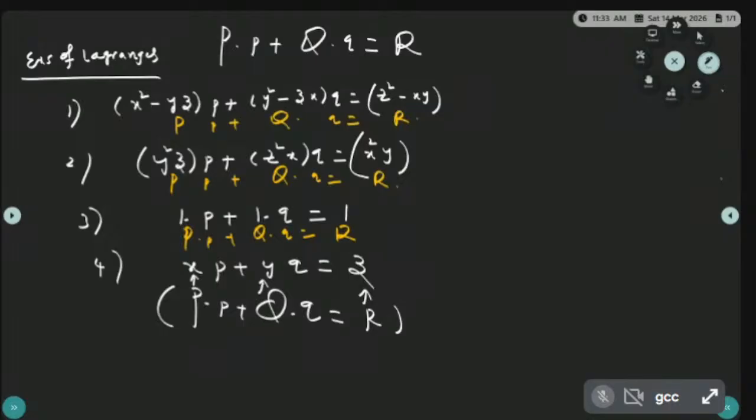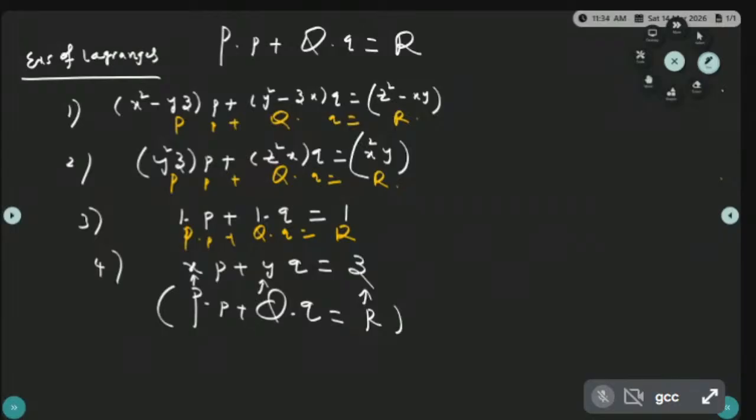Tell me, what is the Lagrange's equation? An equation of the form capital P into small p plus capital Q into small q equals capital R. What are P, Q, R? Capital P, Q, R are functions of X, Y, Z or constants. They may contain X, they may contain Y, they may contain Z, constants also. And small p, strictly, means dou Z by dou X, small q means dou Z by dou Y.